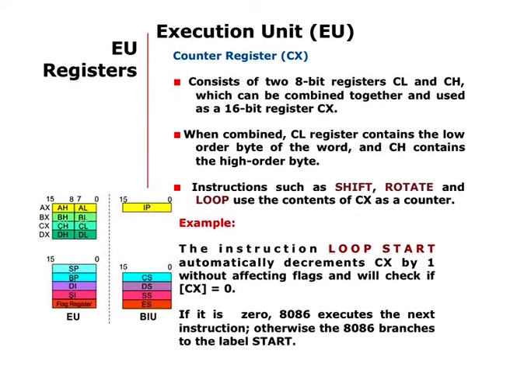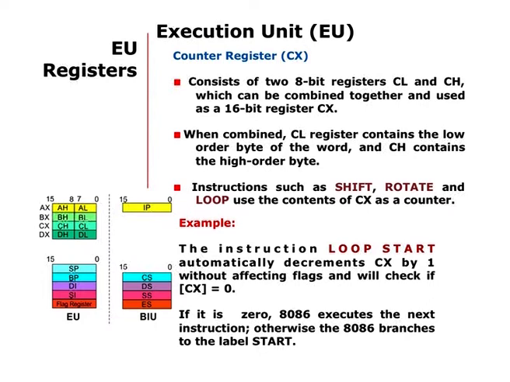Now the next general register is the CX. It is also known as the counter register. It again consists of two 8-bit registers, that is CL and CH, which can be combined together and used as 16-bit register CX. When combined, the CL register contains the lower order byte of the word and CH contains the higher byte. The instructions like shift, rotate, loop use the contents of CX as a counter.